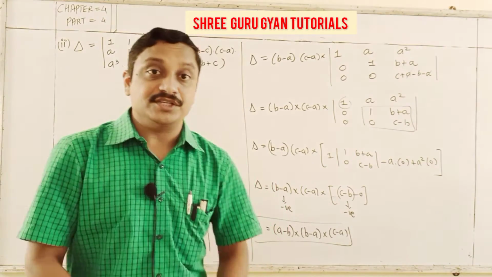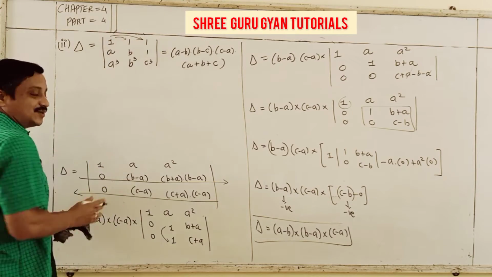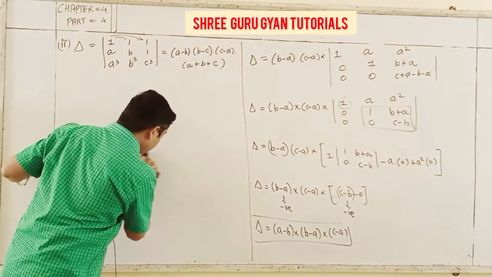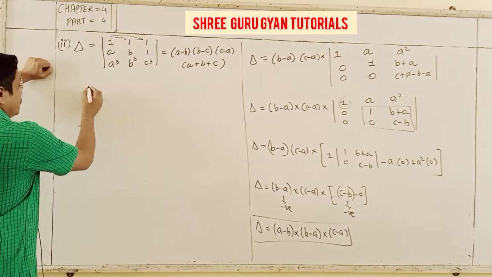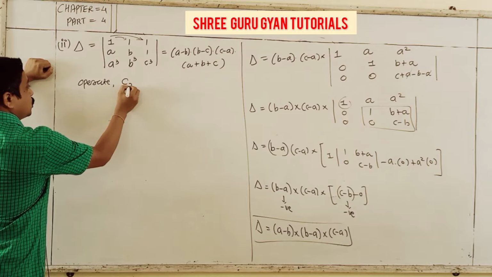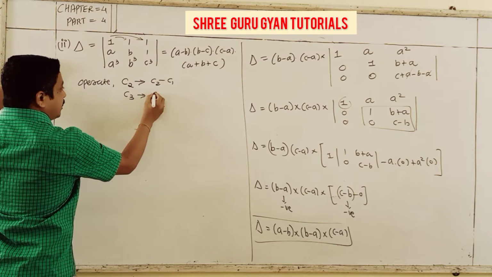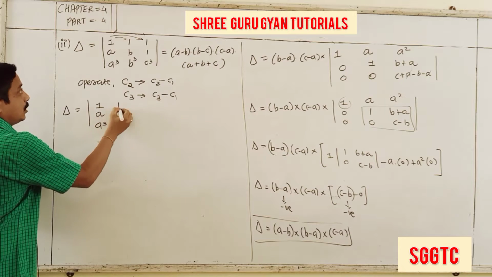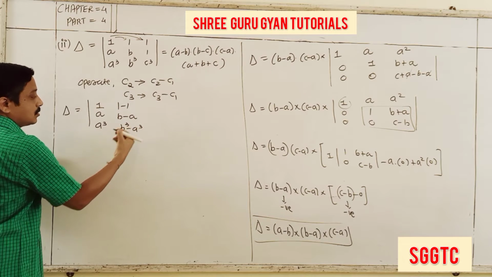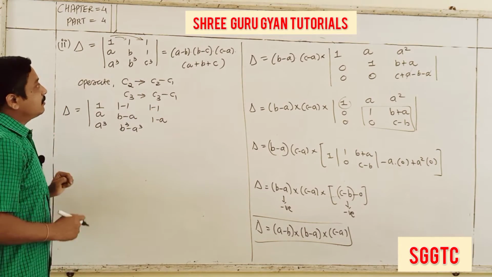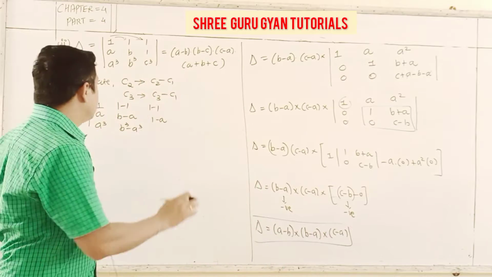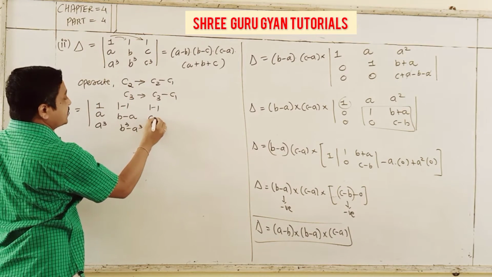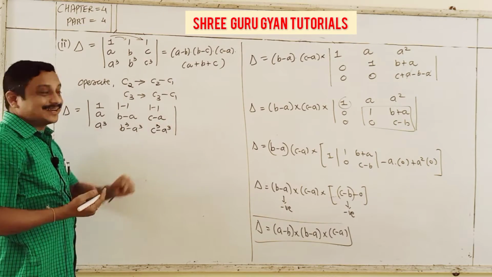Here also I create zeros first, it means this minus this is 0 and this minus this is 0. First column subtract in second and third column respectively. So my operation: column number 2 changes in first, and column number 3 changes in first, again minus. So del I have 1, a cube, here 1 minus 1, b cube minus a cube, same 1 minus 1, 1 minus a. I think my mistake is in the question; I read it just like a, b, c by mistake. So it is c minus a, and here c cube minus a cube.